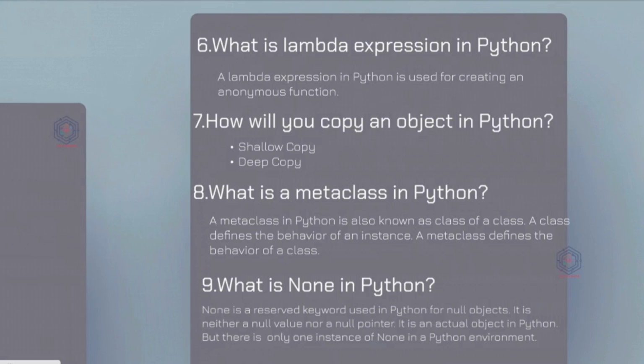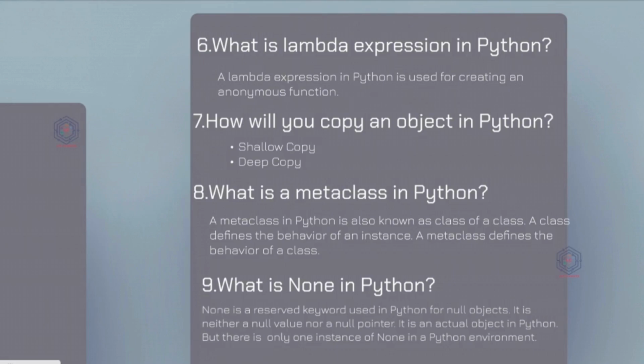In a shallow copy, Python creates a new compound object based on the original object, and it tries to put references from the original object into the copy object.